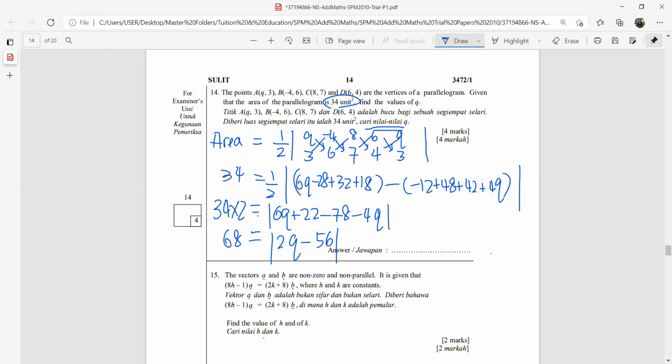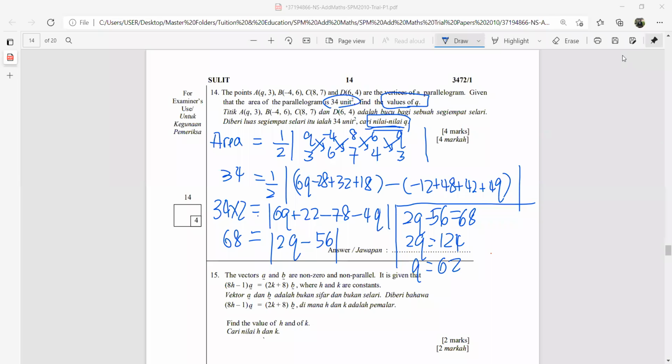Okay, do you know that the values of Q got more than one answer? Means what? The first answer is 2Q minus 56 equals to 68. That's one answer. 68 plus 56 equals to 124. Do you get 62 one answer? Yeah, so Q is 62, one of the answers. Yeah, so some of you got mistake.